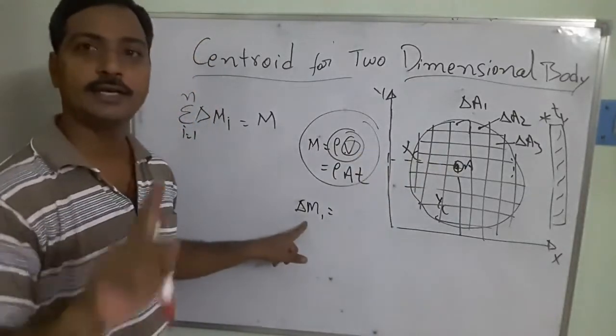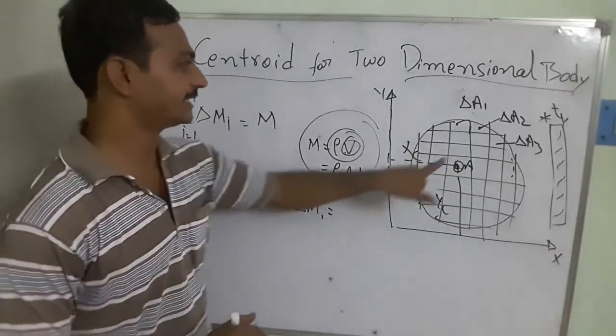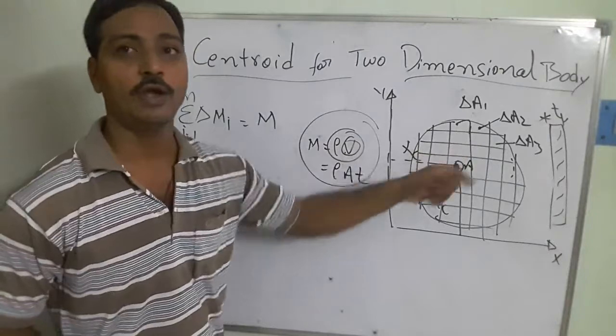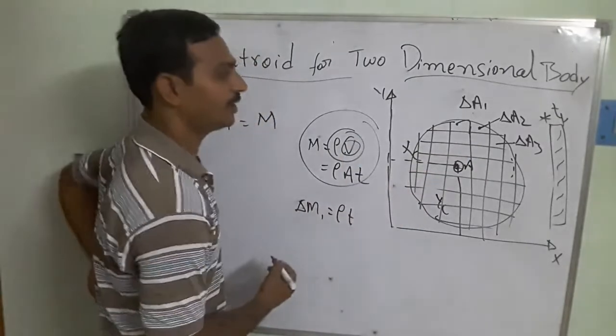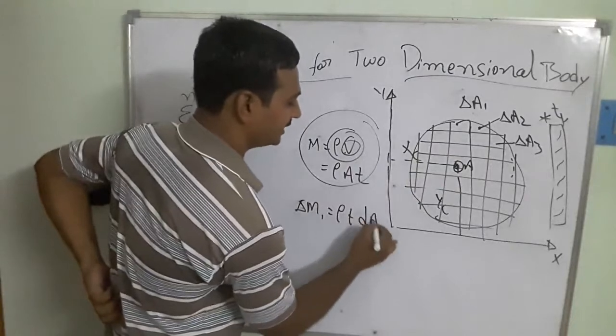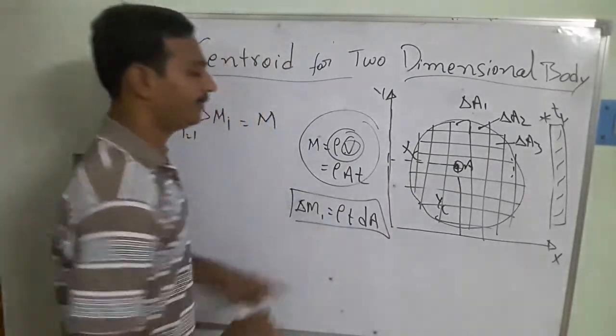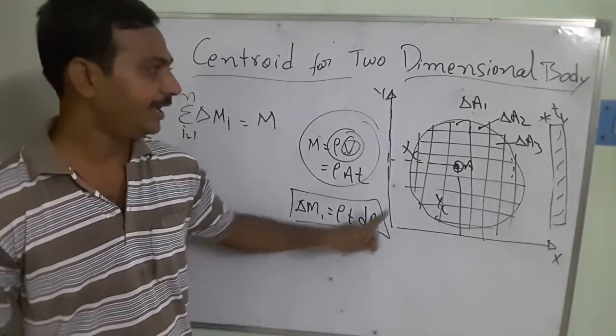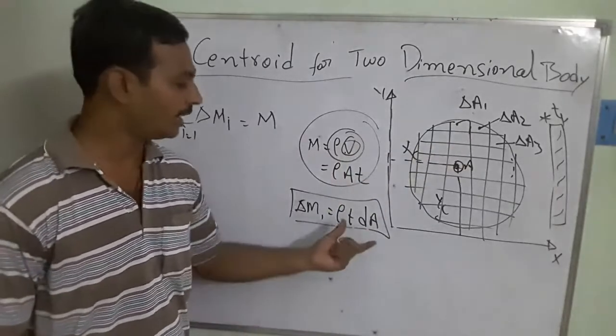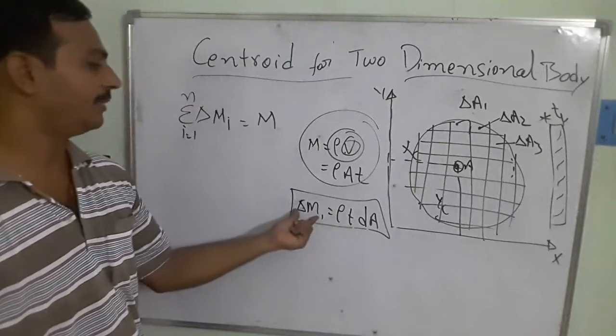But we need to take the single elemental object. In this case, suppose this element I have taken, what is the mass? So I am going to be taking rho and T is going to be the constant and only the area is changing. So I am going to be writing in this way: the rho T is going to be constant and dA is going to be varying. So this is going to be your elemental.